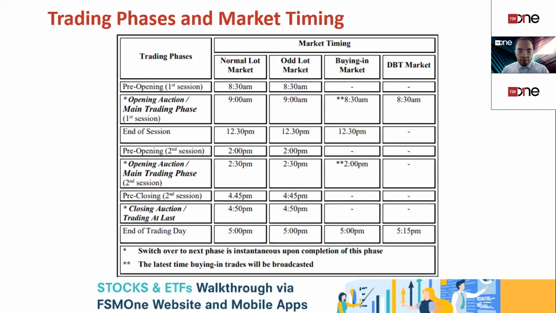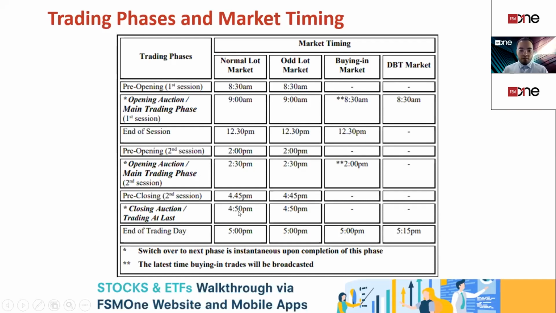And the trading phases and market timing, similarly, are the same across all brokers. 8:30 until 9 will be the pre-opening for the first session, for the morning session. And then from 9 until 12:30 will be the first main trading session. And then 12:30 will be the end of the first session. 2 until 2:30 will be pre-opening. 2:30 onwards until 4:45 it will be the second session of the trading. And then 4:45 to 4:49 is the pre-closing.